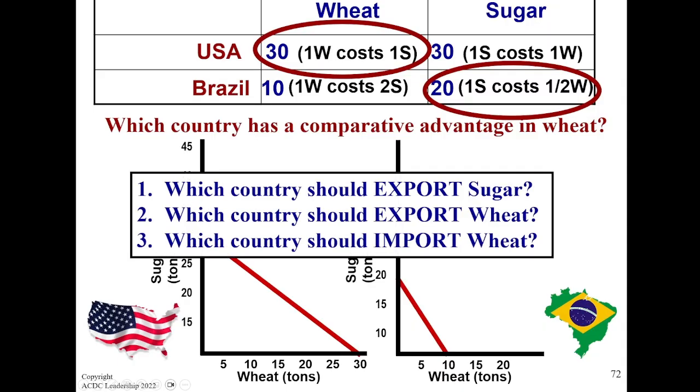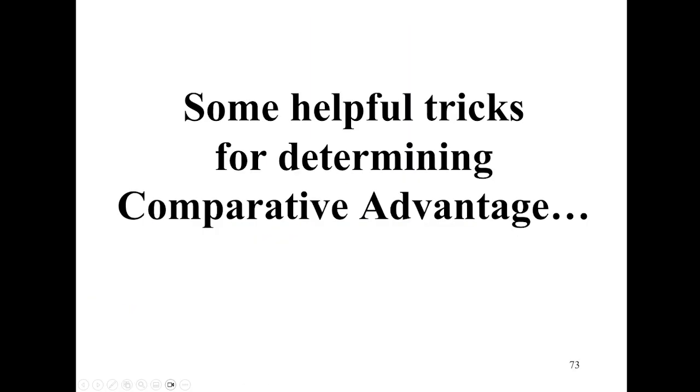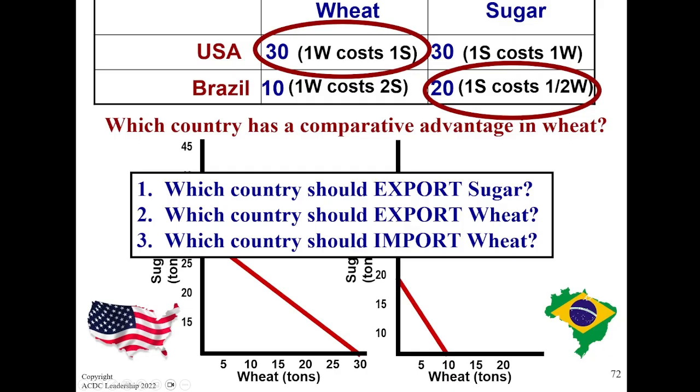So, what country should export sugar? Brazil can produce more sugar, and they are scarce in wheat, so they have to get it from the U.S. They sell the sugar to the U.S. So Brazil is the country that should export sugar. The U.S. exports wheat, and then Brazil is importing wheat.